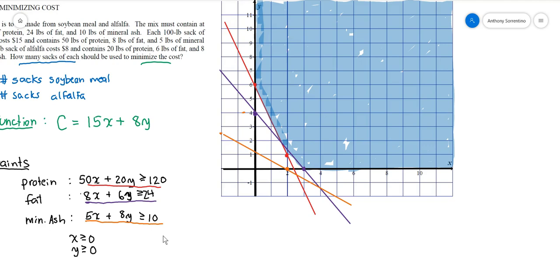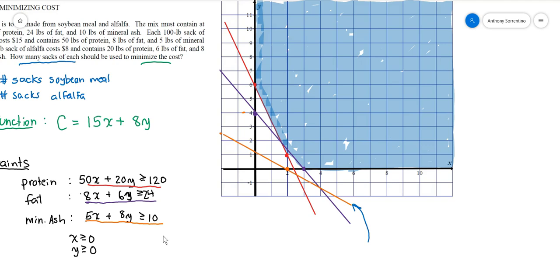Now, as you see here, the feasible region, because it's all greater than or equal to, and of course the axes are also included as well. So it has to be above the x-axis, to the right of the y-axis, and above each of these lines. If you see here, the mineral ash line doesn't really play much of a role in this. It's going to be the protein and the fat that really determine how many of each to buy, because it just seems as though the mineral ash will be satisfied if I get the protein and fat mixtures down enough at this point. So what I need to do now is determine the vertices for these.